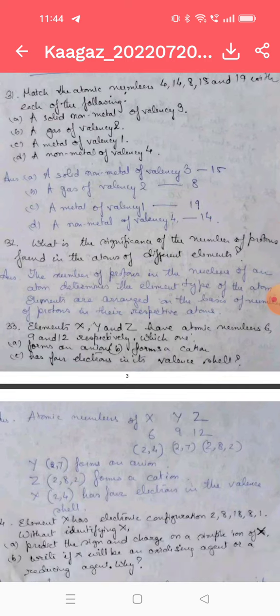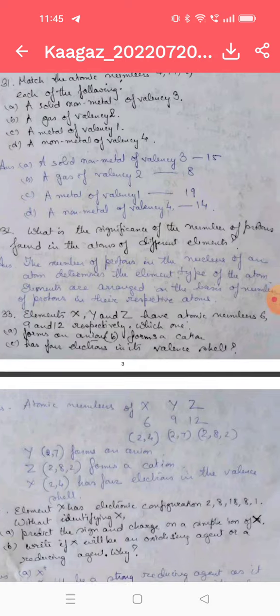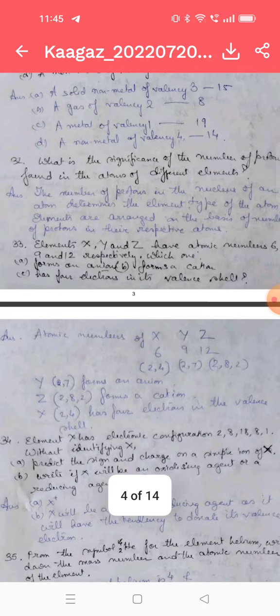Okay. Then elements X, Y and Z have atomic numbers 6, 9 and 12 respectively. Which one forms an anion, forms a cation, has 4 electrons in its valence shell? Now, the atomic numbers of X, Y and Z: X is 6, Y is 9, Z is 12.